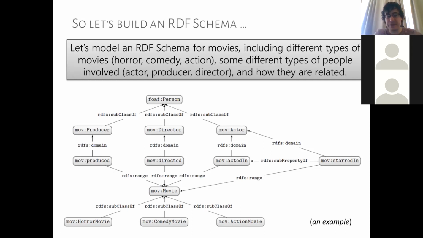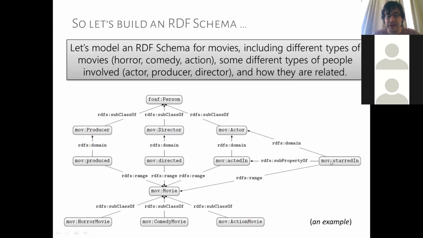Then we would have some person produced some movie. So produced has domain producer. In this case, we've defined these as different classes, and range movie. Directed has domain director, range movie. Acted in has range movie, domain actor. And then we have starred in.